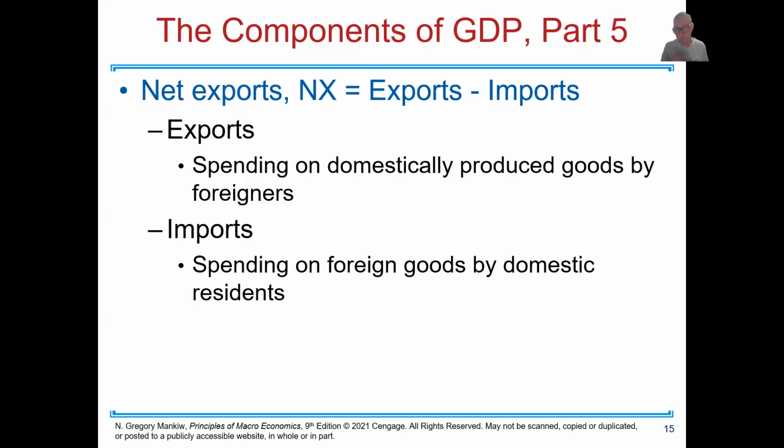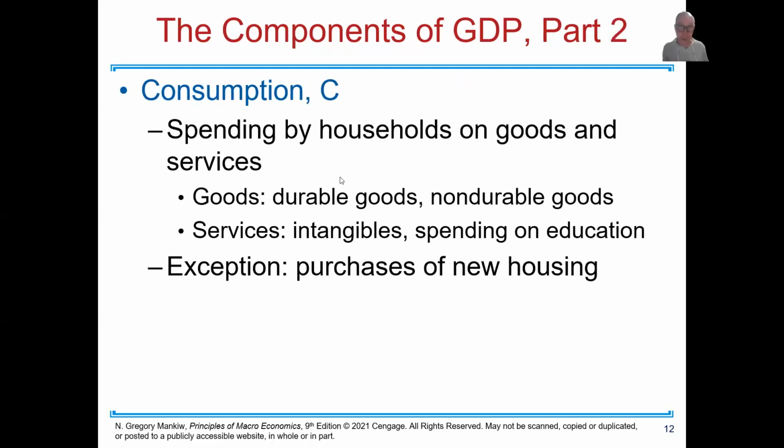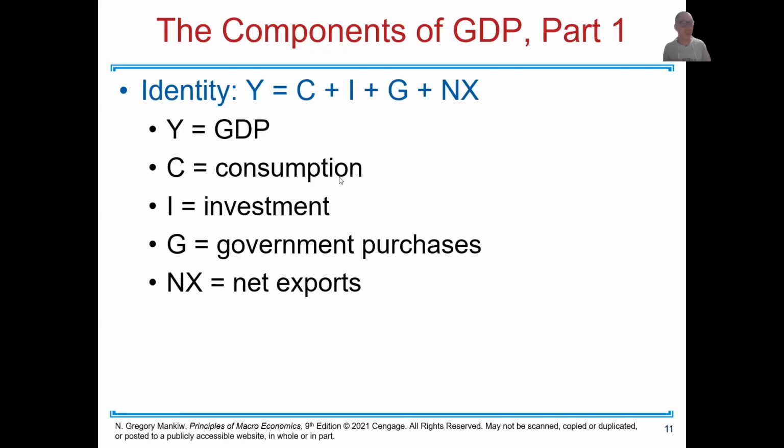So to sum it all up, and I'm going to go back a few slides to show you, gross domestic product is measured by taking consumption of the households on goods and services, except for new housing, plus investment by the firms and by the households, plus government purchases, also known as government expenditures, plus net exports, which is exports minus imports. If you plug all those things into your formula, you'll be able to find gross domestic product.